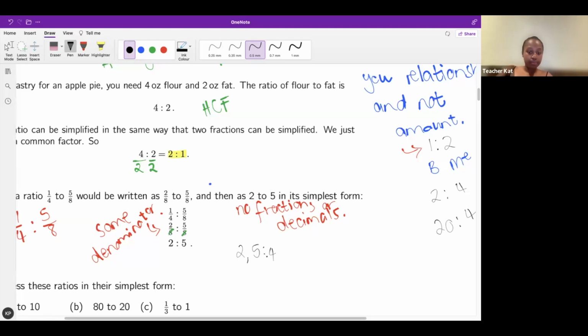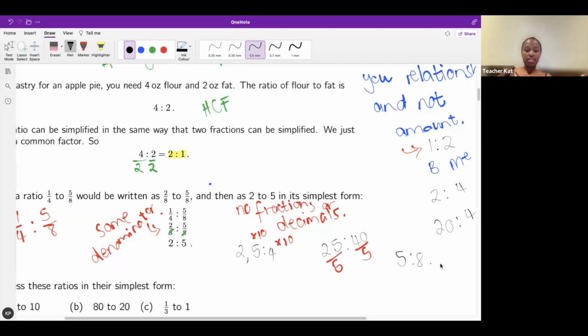Anyone have an idea? By 10. Beautiful. So you're going to take 2,5 and multiply it by 10. But in order to not change this ratio, what you do on the left-hand side, you're going to do on the right-hand side. So times 10, times 10. Then my ratio is actually 25 to 40. Then from here, you continue, you look for the highest common factor, which in this case is 5. And then my ratio is going to be 5 to 8.